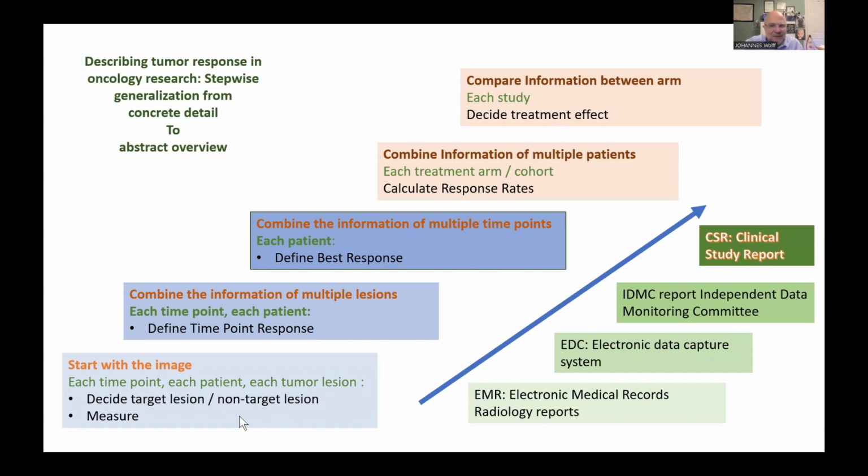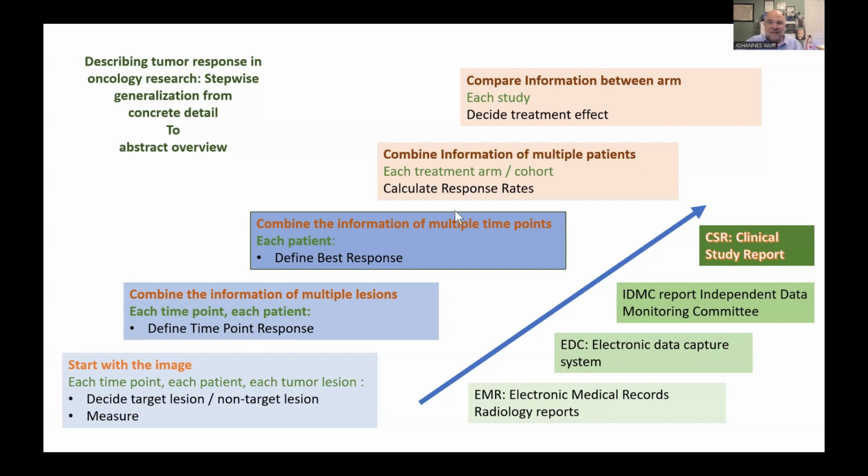We start with the images we showed in the previous slide. We measure every single target lesion, and for the non-target lesions, describe the size. We do this for each time point, each patient, and each of the tumor lesions. From this, we condense the information of a time point to one number for the entire patient. Before, there were lesions, where one was CR, one was PR, another one was CR again, but now we put them all together for one patient at one time point. And we say at that time point, the patient was in PR.